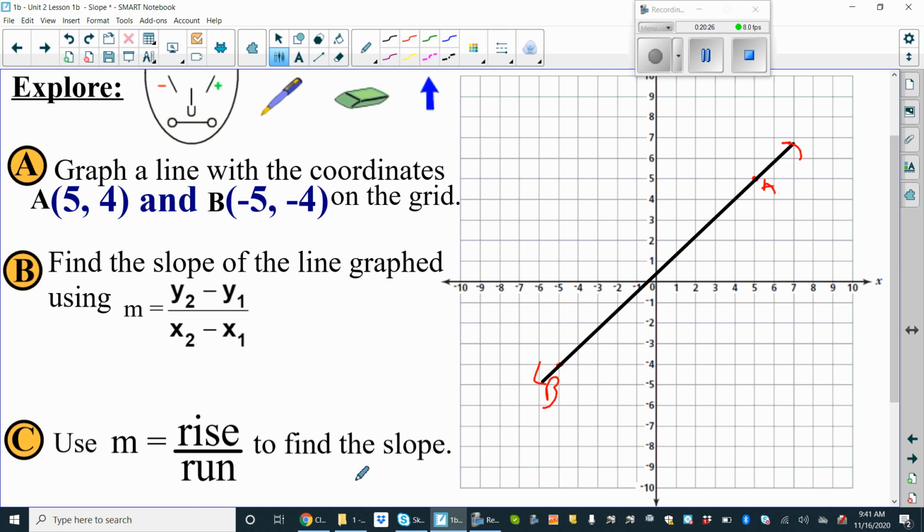Now we're going to find the slope using the slope formula. So 5 is x1, 4 is y1, negative 5 is x2, negative 4 is y2. We're going to set up our equation. So now we have subtraction divided by subtraction. Substitute in negative 4 for y2, 4 for y1, negative 5 for x2, and 5 for x1. When you substitute that into the calculator, you have negative 8 divided by negative 10, which simplifies to 4/5.